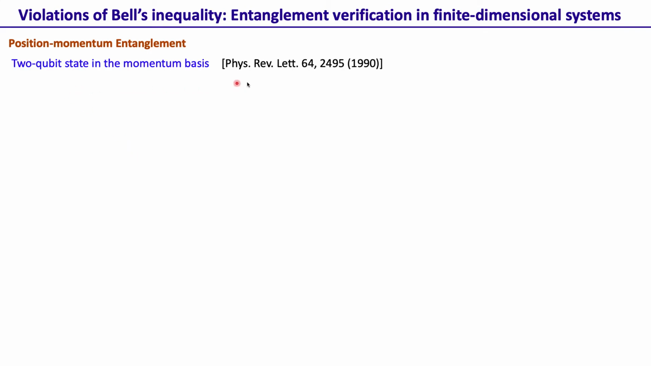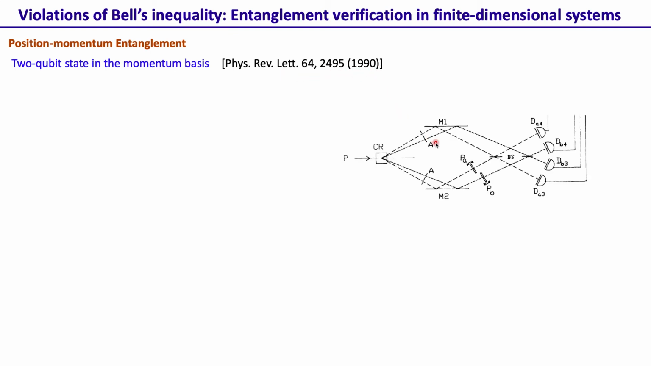So, 2 qubit state in the momentum basis, the first experiment was in 1990, and in this experiment we have seen earlier as well, two different directions were chosen, such that the state that is coming out of down conversion is effectively of this form. That means when the signal has the direction q1, idler is q2, and when the signal is q2, idler is q1. And for this experiment, the Bell parameter was measured, and it was found to be 2.21, again less than 2 root 2.